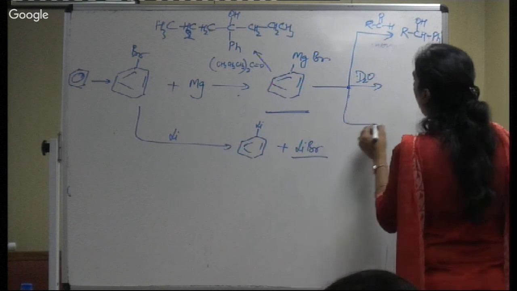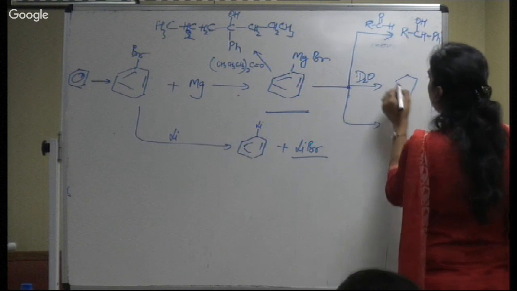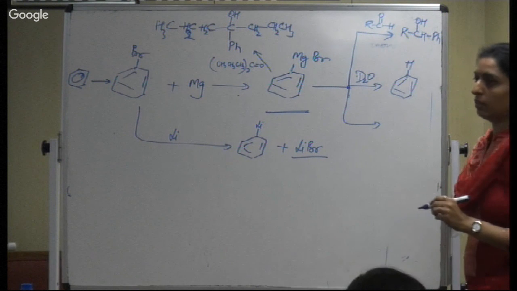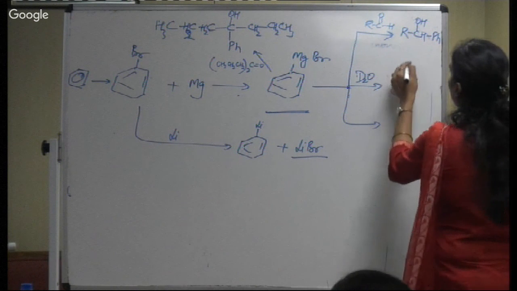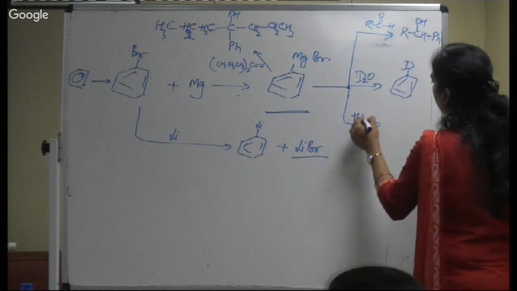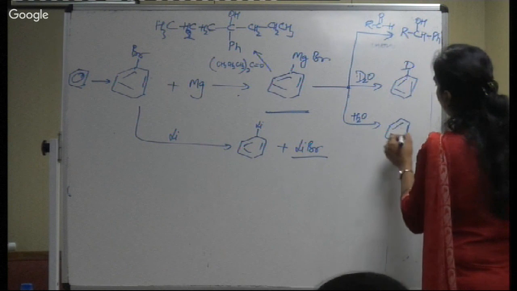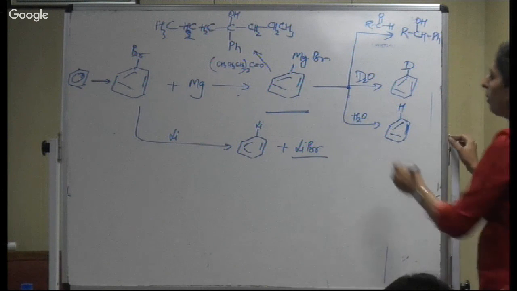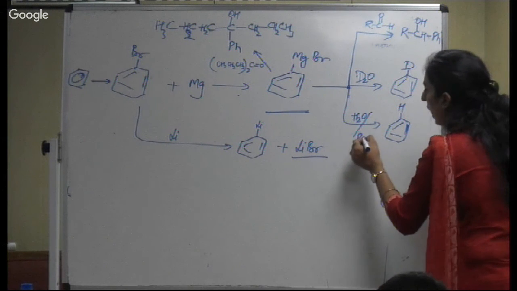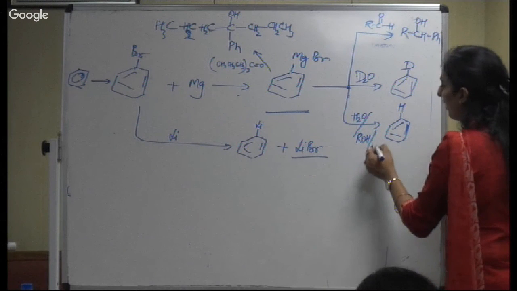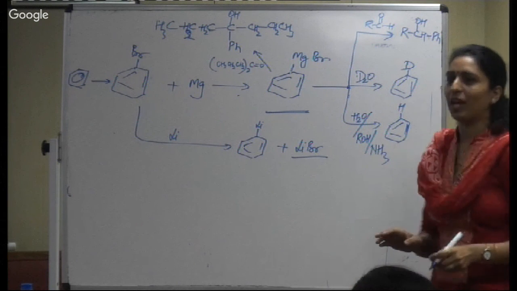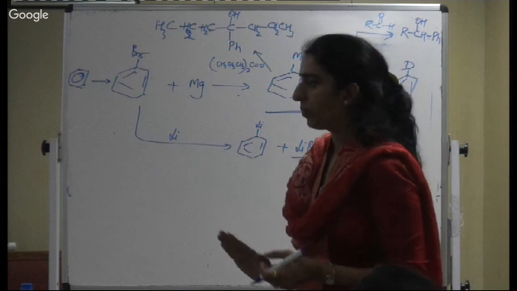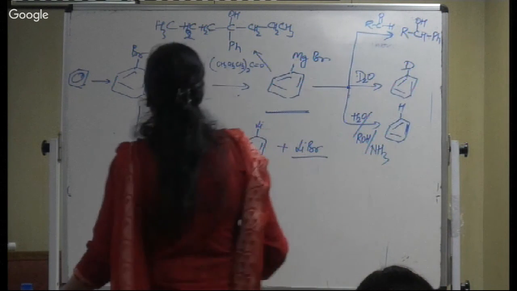In the presence of water or alcohol, you will get hydrocarbon. So if a question comes, how will you convert bromobenzene into benzene? I'm using deuterium. Bromobenzene into benzene: Grignard, followed by treatment with water or with alcohol, and Grignard is so reactive that it can abstract a proton from a base also, like ammonia. So it will abstract from this base.